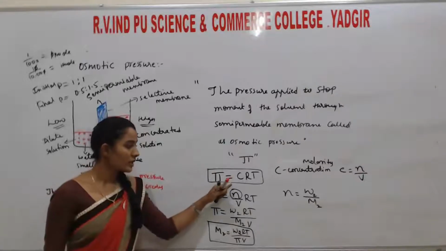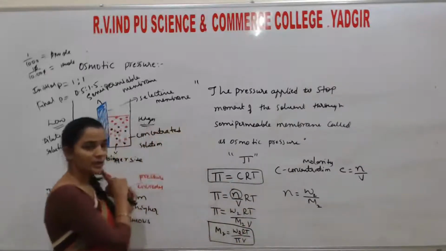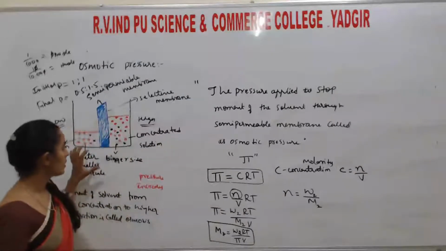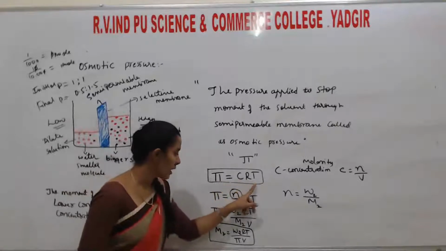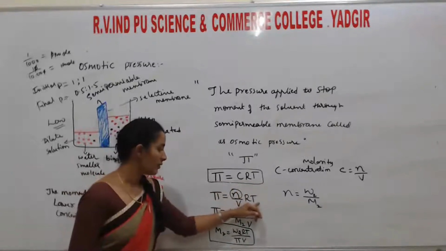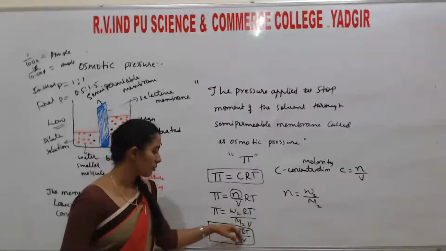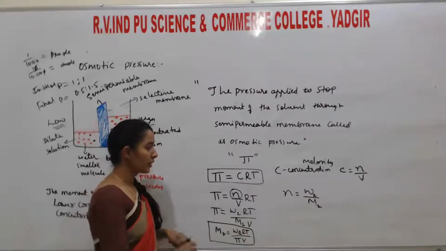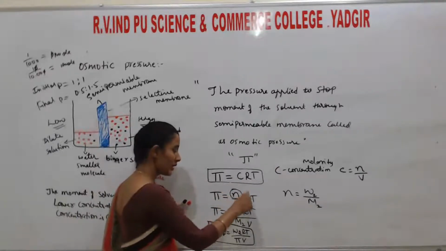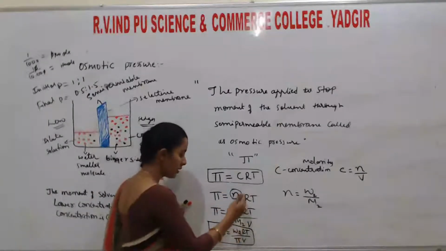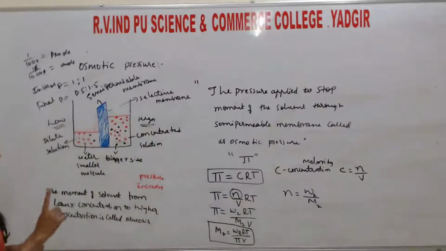So pi is equal to CRT. Why is it compared to C? Because we are comparing solutions, that's why we are considering molarity. So pi is equal to CRT, pi is equal to n by V RT, pi is equal to W2 RT by M2 V, so M2 is equal to W2 RT by pi V. Now we are considering concentration, meaning number of moles by volume, and number of moles means given weight divided by molecular mass, then we will get this equation. I hope you understood, students.